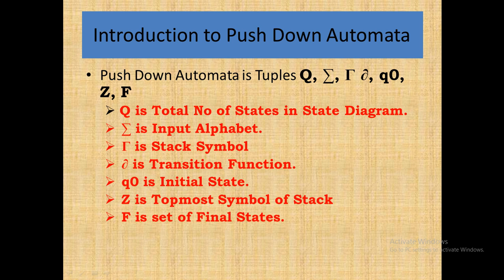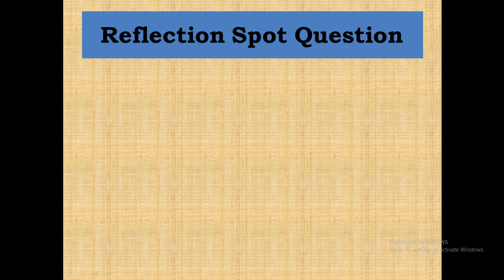Next we have Q0, the initial state, which is very similar to our finite automata also. Z is called the topmost symbol of the stack. So what is the symbol that is emerging in the stack? That's what Z is here. F is the set of final states, which is very similar to the previous one. Now we'll move to the next content, the reflection spot questions.